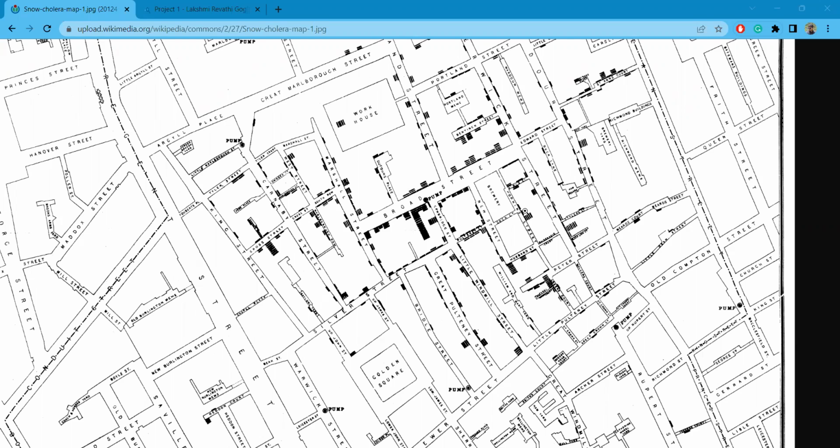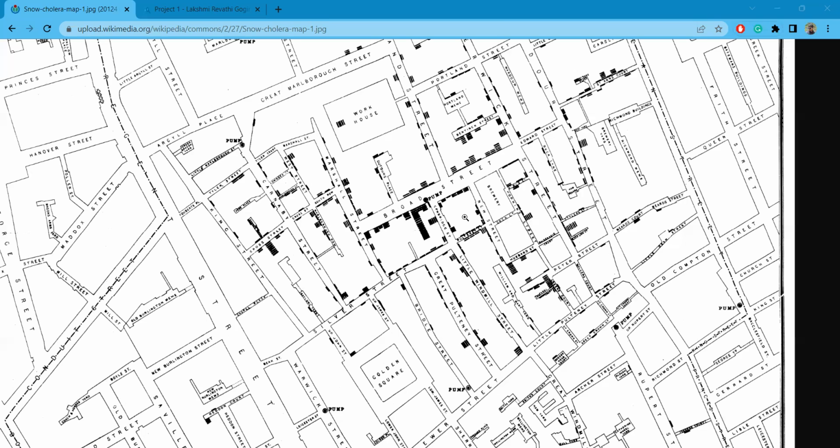Before getting into the dashboard, I just want to give a brief introduction about John Snow's original cholera map. So this is John Snow's original cholera map. During a major cholera epidemic in 1854, London, Dr. John Snow collected and mapped data on these locations where the cholera deaths occurred. His detailed analysis led to identification of this epidemic source as a contaminated public water source.